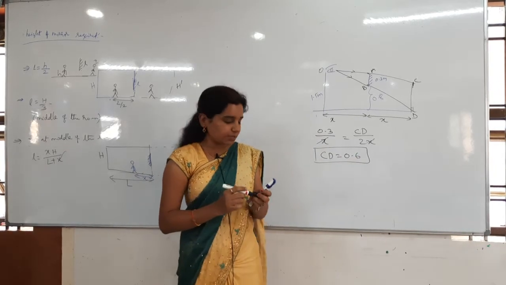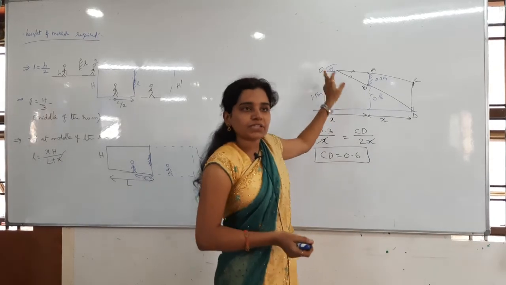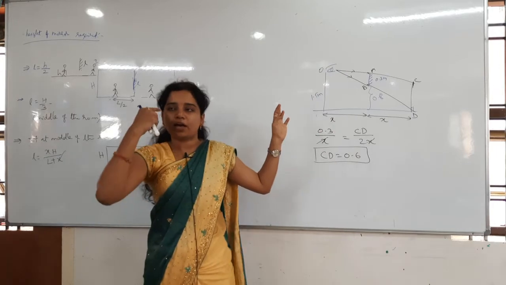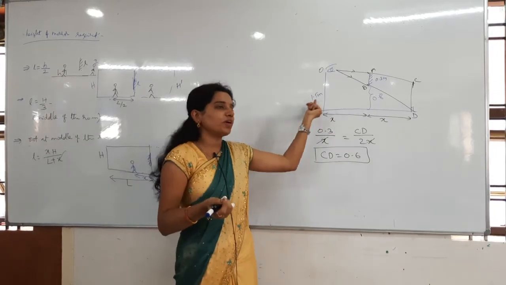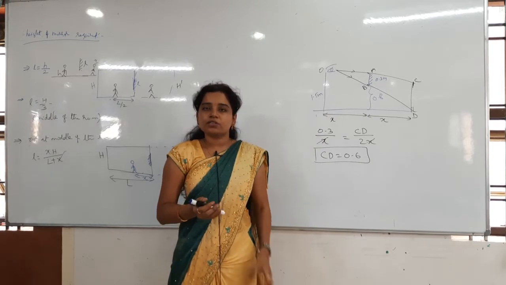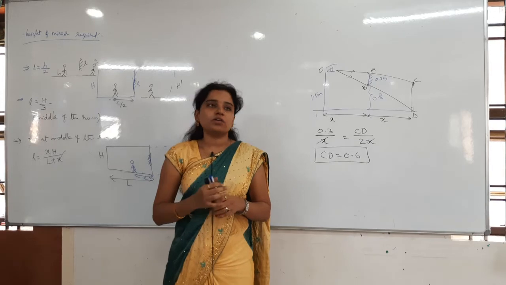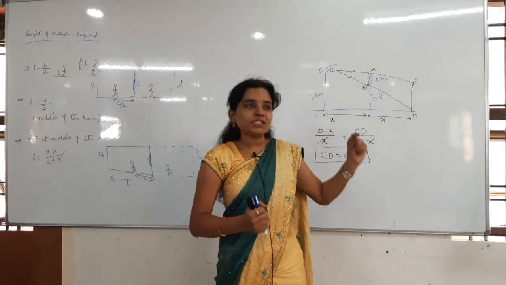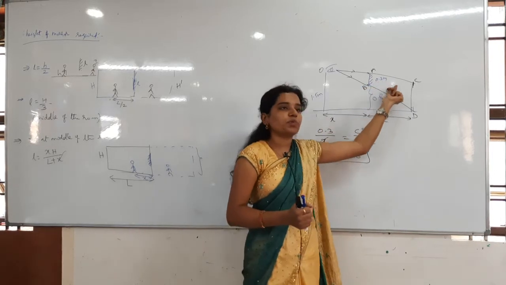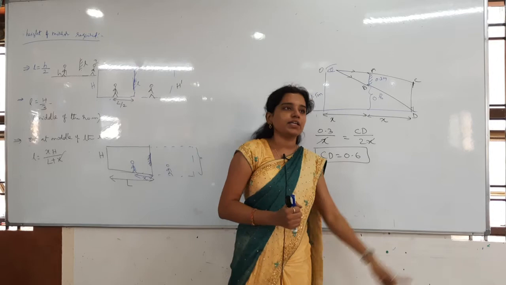Clear? Let me explain again. A person is standing in front of a mirror. What is the height of the person? Obviously, the eye height is approximately the height of the person only. That is 1.5 meters. So his eye is present at 1.5 meters height, and he has a plane mirror in front of him. What is the length of the plane mirror? 0.3 meters.